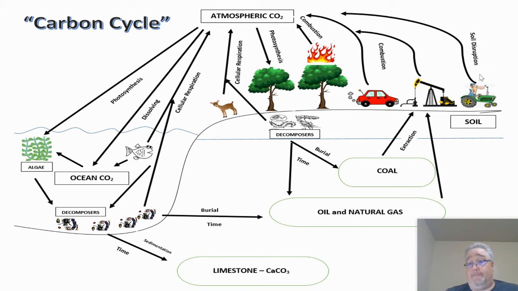Another thing too is you see this little guy on the tractor here. Soil disruption. There's a lot of carbon in the soil. When you disrupt the soil by any means, agriculture is a big one, a lot of that carbon can go back into the atmosphere, just through the tilling of the soil and things like that. So again, these are all anthropogenic things that can put that carbon back up there.